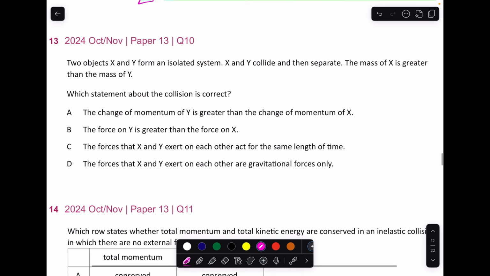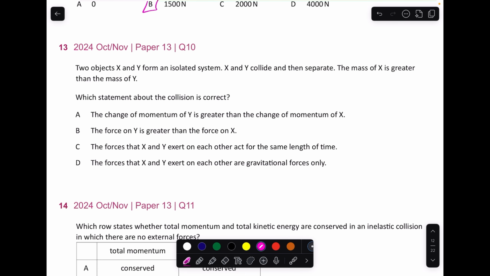In the next question, two objects x and y form an isolated system. X and y collide and then separate. The mass of x is greater than the mass of y. Which statement about the collision is correct? The change of momentum of y is greater than the change of momentum of x. How do you know that? Which momentum will be greater? So this statement is not making sense.